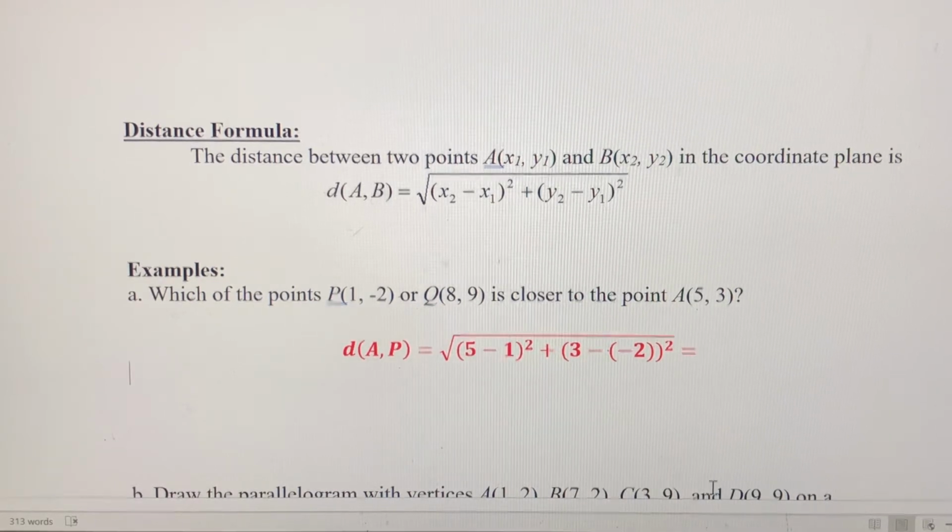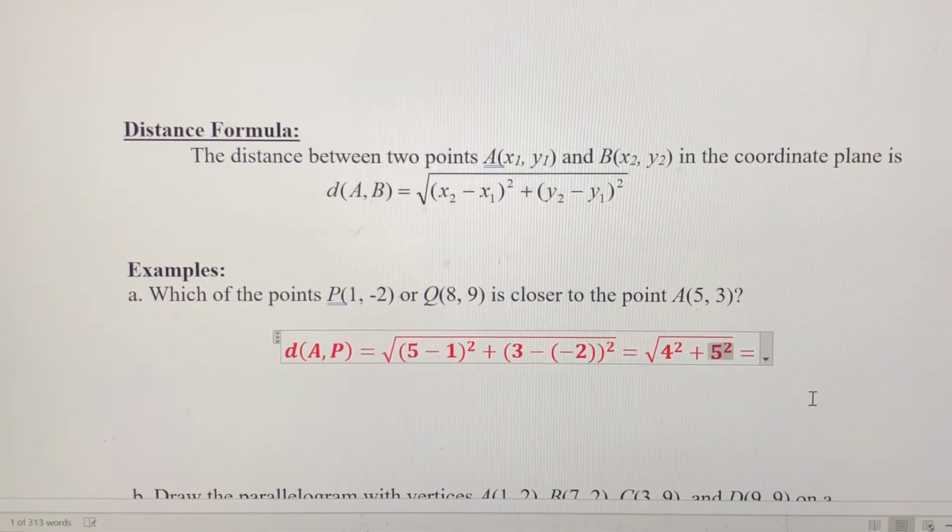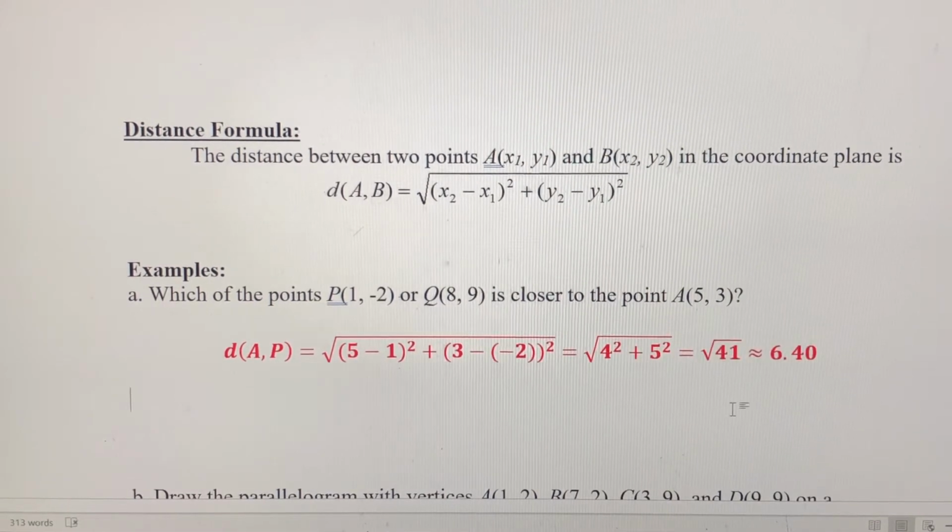Okay, so 5 minus 1 is going to be 4 to the second power. 3 minus a -2 is 5 to the second power. So this is going to be 16 plus 25, which is the square root of 41. Okay, it's not totally necessary to convert this to a decimal, but I'm going to do that anyway. So square root of 41 is approximately equal to 6.40.